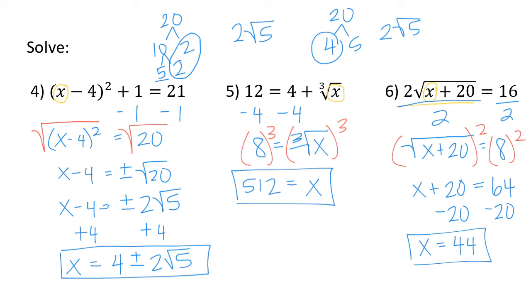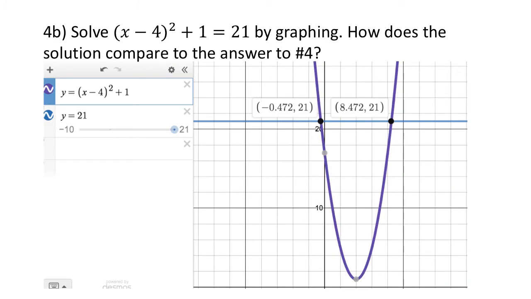Okay, now we're going to try number 4 and number 6 with graphing and compare how the solution from our graphs compares to these answers that we're getting. So I'm going to go to the next slide. That was this problem for number 4. Let's see, it was 4 plus or minus 2 root 5. Number 6, that was the answer for number 6, 44. And this is saying we want to solve x minus 4 squared plus 1 equals 21 by graphing, and then how does the solution compare to the answer to number 4?